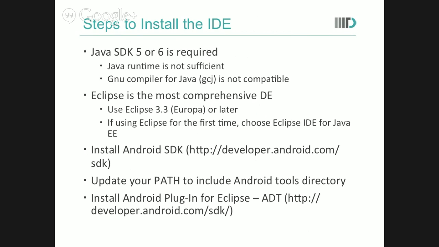So SDK is what? Software development kit. So it gives you the library that Android uses. And you get all these libraries. You install that, and you update your path if need be in the Android tools directory, and then you install the Android plugin for Eclipse, which is ADT. Right? With all this, you get the development environment up and ready.